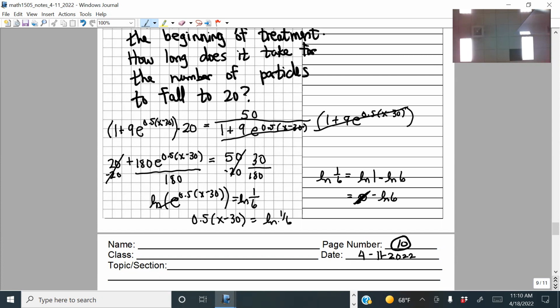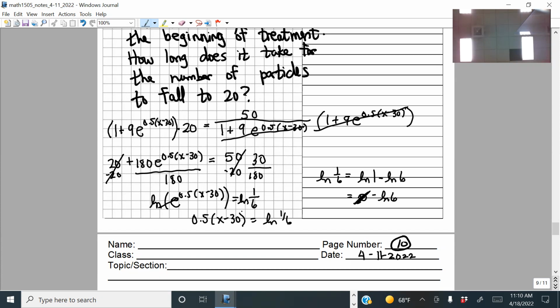So you could write that instead of natural log of 1/6. It's negative natural log of 6. All right, well, never mind. You could still simplify with just natural log of 1/6. So how do we continue solving for x from here?